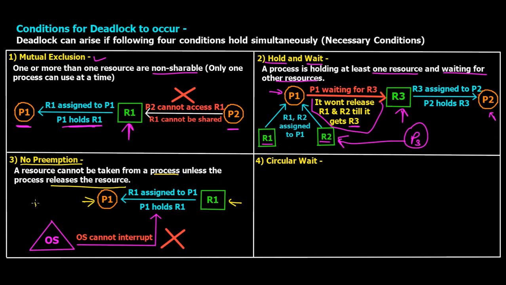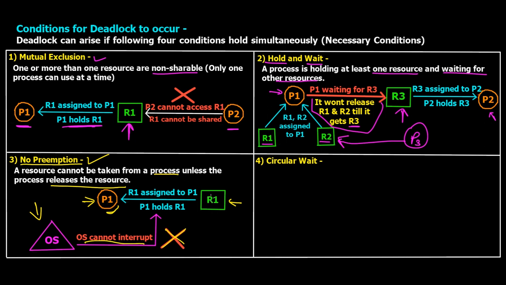So here's a scenario wherein there is a third party, the operating system, and the operating system wants to stop P1 from holding this R1, but the OS cannot interrupt now because there is no preemption condition. So this is a third party which wants to stop P1 from accessing R1, but it cannot do so because we have no preemption. This is the meaning of no preemption: a resource cannot be taken from a process unless the process releases the resource.